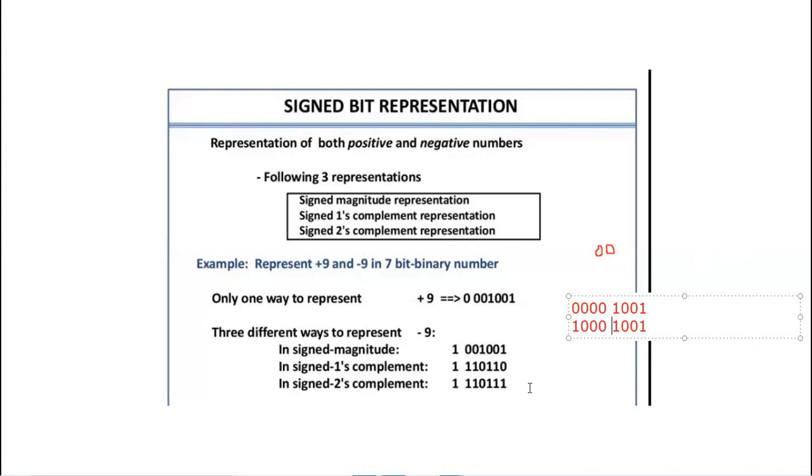There are three different ways to represent this. In signed magnitude, you represent it like this. In 8-bit, 7 bits are used for representing the magnitude of the number, and the most significant bit is used for representing whether it is positive or negative. Since 1 bit is allocated for the sign bit, only the remaining bits are there for representing the binary number.